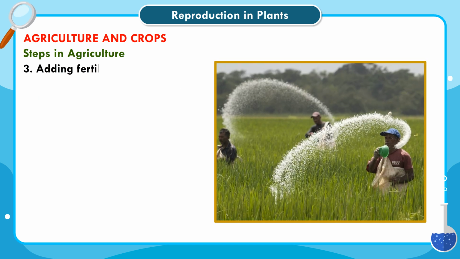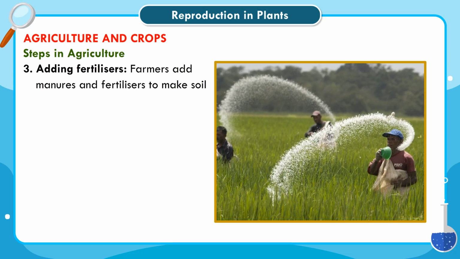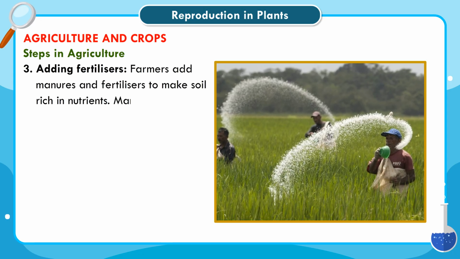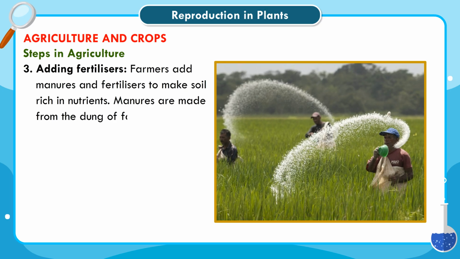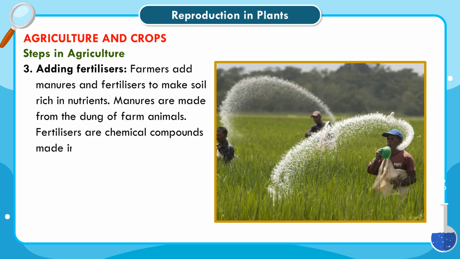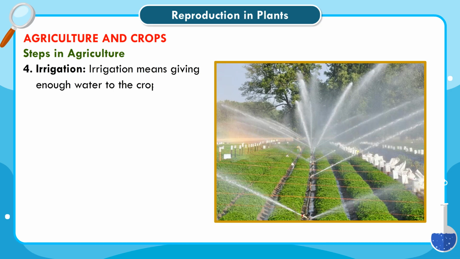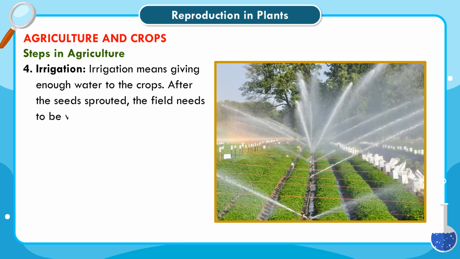3. Adding fertilizers. Farmers add manures and fertilizers to make the soil rich in nutrients. Manures are made from the dung of farm animals. Fertilizers are chemical compounds made in factories. 4. Irrigation. Irrigation means giving enough water to the crops. After the seeds have sprouted, the field needs to be watered properly. It helps plants grow well.